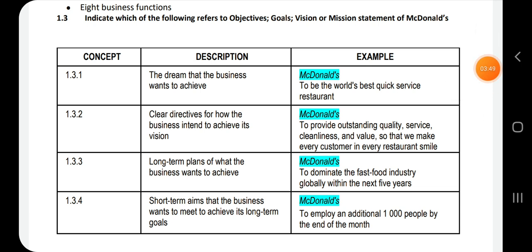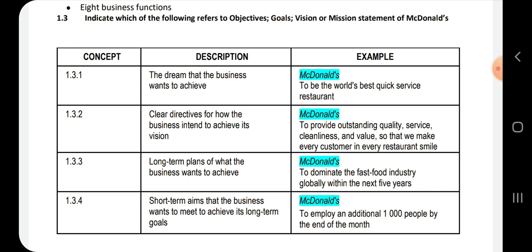Now let's look at concepts. So in 1.3.1 to 1.3.4, you need to state whether it is an objective, a goal, a vision, or a mission. Okay, so the description says the dream that the business wants to achieve: to be the world's best, quickest service restaurant. There is no time frame, but it is what the business wants to achieve. So that is a vision.